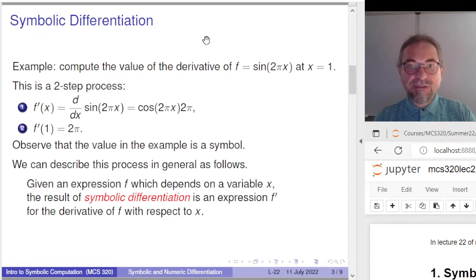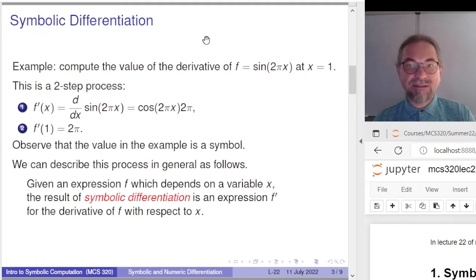But here we are interested in the value of the derivative of this expression at a point. And if we do this symbolically, as you have done many times in a calculus class, then this will be a two-step process. In the first step, you compute an expression for the derivative. In this case here, you apply the chain rule, first taking the derivative of sine and then multiplying with the derivative of the argument in the sine function. So that's the first step.